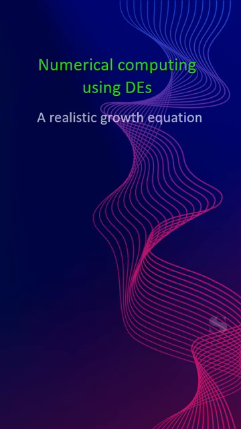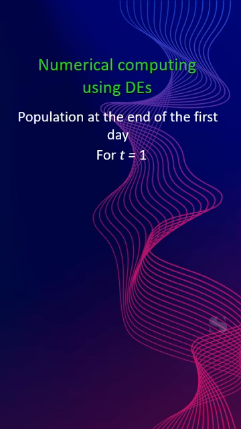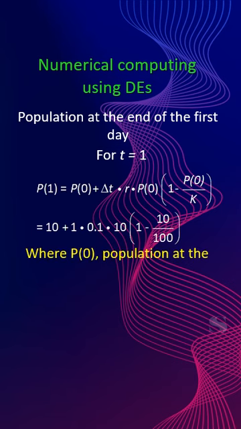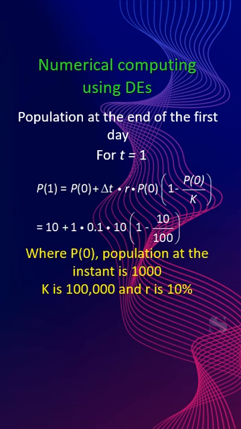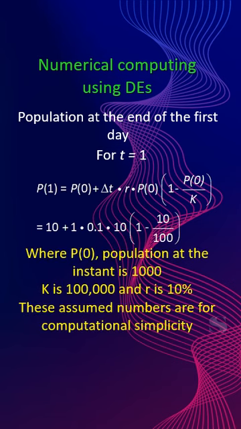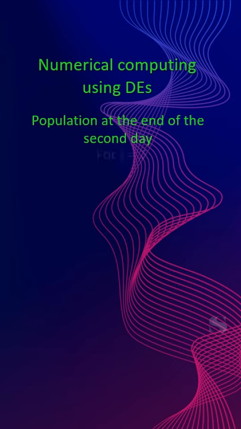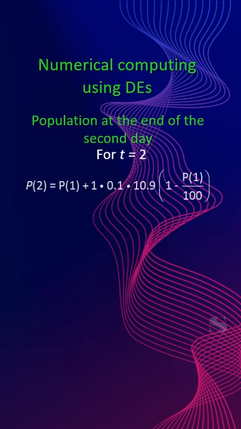The third equation is the more realistic growth equation. For example, it factors in the carrying capacity, reflecting the limitations imposed by the environment on population growth. The fourth equation is the numerical computation of the increased population day by day. It shows the increased population at the end of the first day. The fifth equation is the numerical computation of the increased population at the end of the second day.